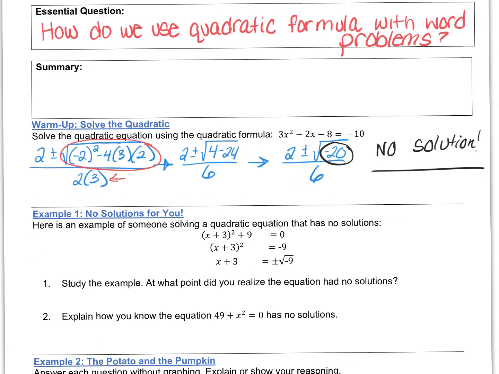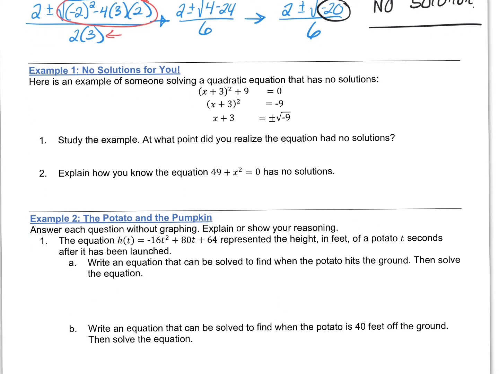Alrighty, so let's dive into our first example. It says, here's an example of someone solving a quadratic equation that has no solution. Go ahead and take a moment to study their work, and at what point did you realize that the equation had no solution? For me personally, I noticed that it wasn't going to have a solution at the second step.